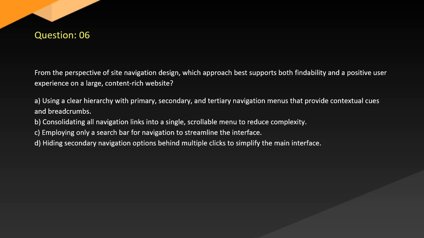Question 6. From the perspective of site navigation design, which approach best supports both findability and a positive user experience on a large, content-rich website? A. Using a clear hierarchy with primary, secondary, and tertiary navigation menus that provide contextual cues and breadcrumbs. B. Consolidating all navigation links into a single scrollable menu to reduce complexity. C. Employing only a search bar for navigation to streamline the interface. D. Hiding secondary navigation options behind multiple clicks to simplify the main interface.